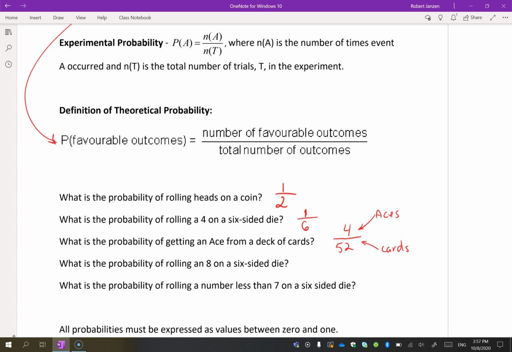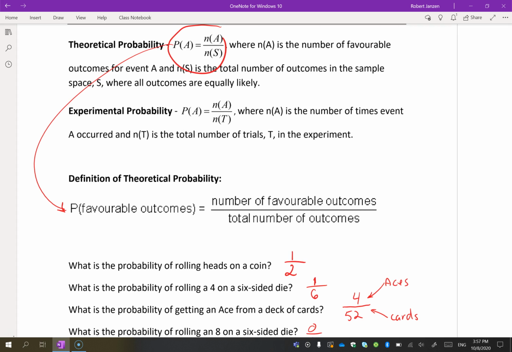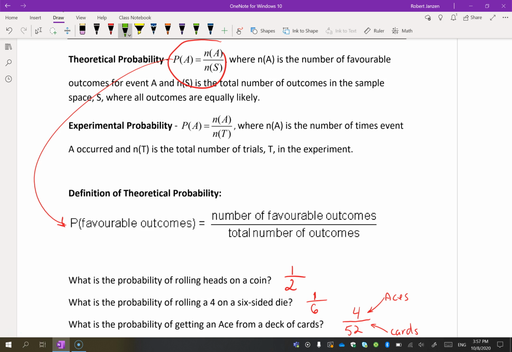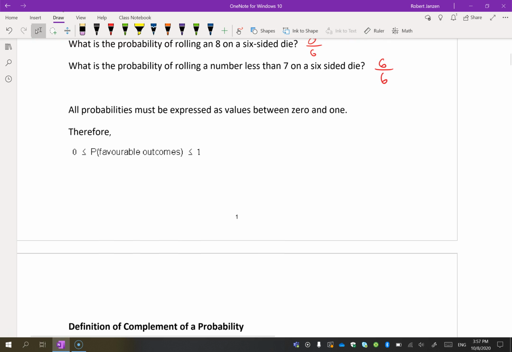Well, there are no 8s. So this is 0 out of 6. And what is the probability of rolling a number that is less than 7? Well, all of the numbers are less than 7, so that's 6 out of 6. Okay, so that's kind of an introduction to theoretical probability. Experimental probability is when you actually perform whatever the task is, and it's what actually happens, not what might happen, but what actually happens.